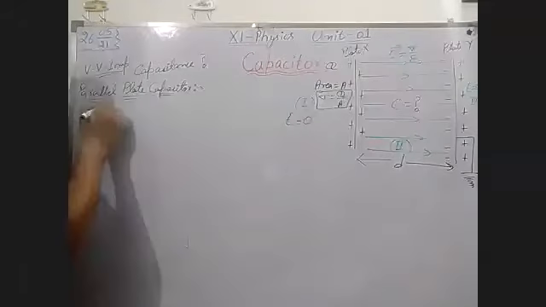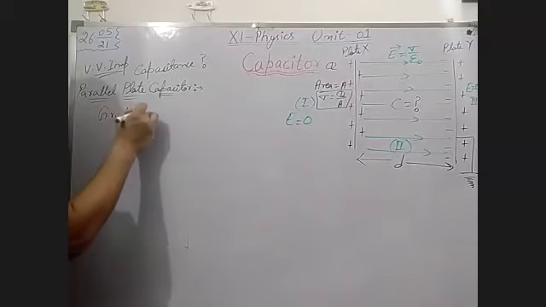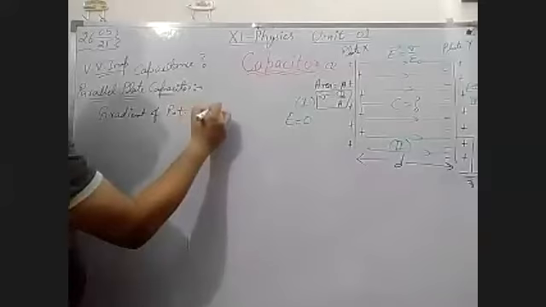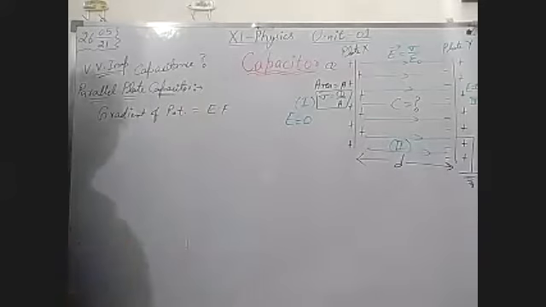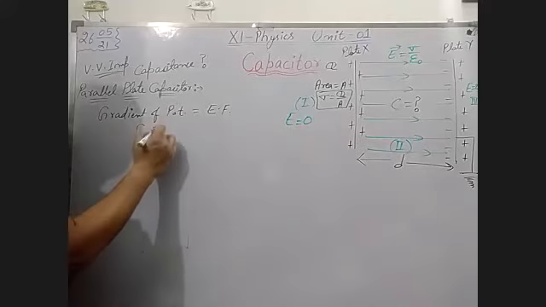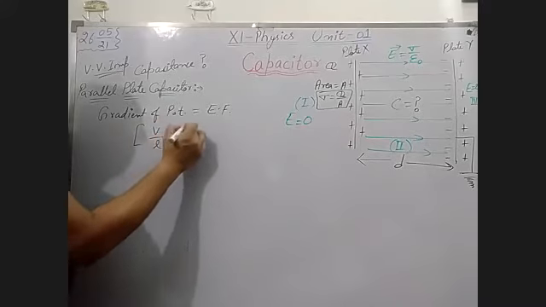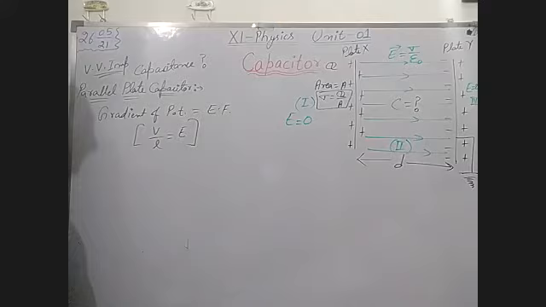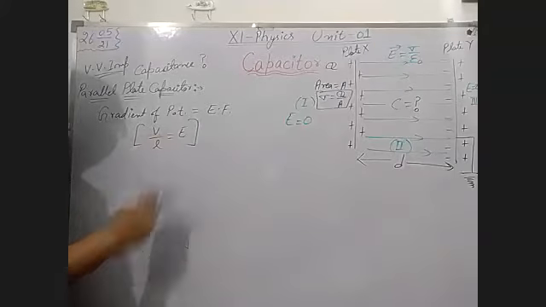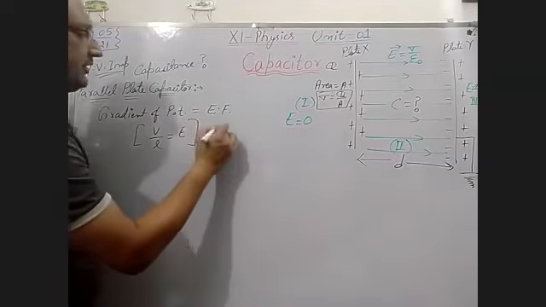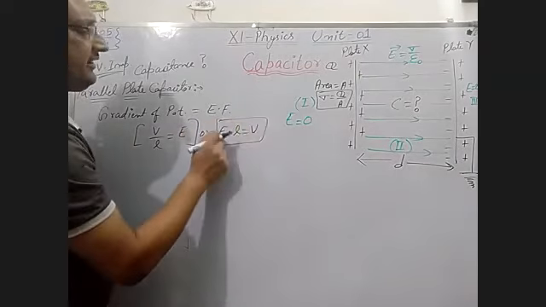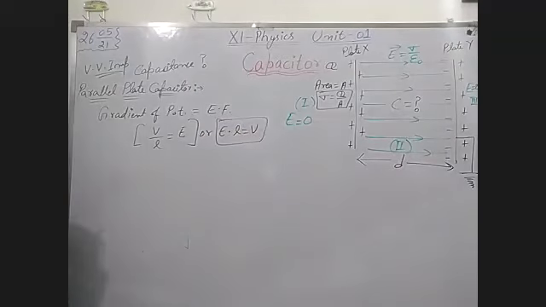The gradient of potential is equal to electric field. Do you know this? What is the meaning of gradient? What is the meaning of potential? In our sense, V upon L is equal to E. Meaning if potential by length, then it becomes electric field. Or you can write this as electric field times length, then it becomes potential.